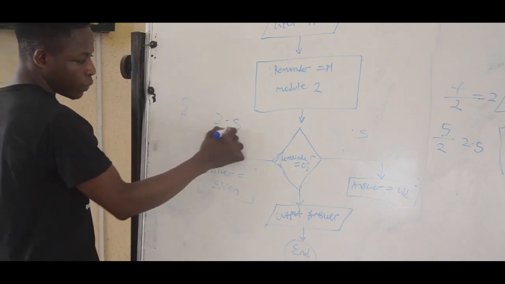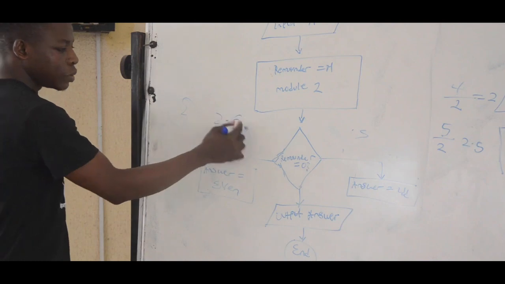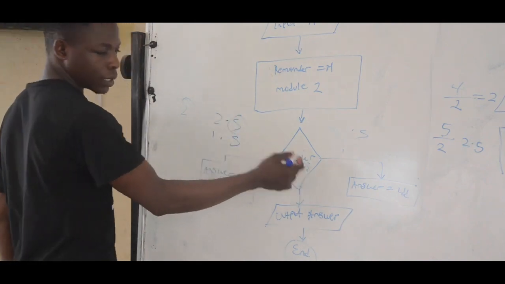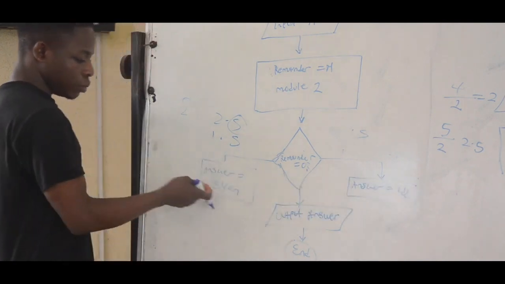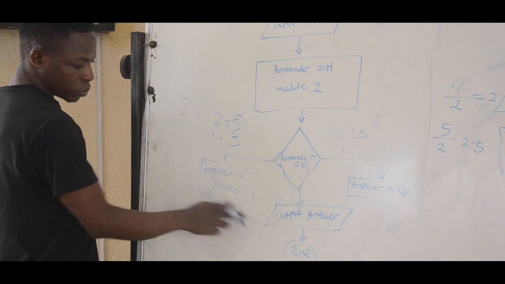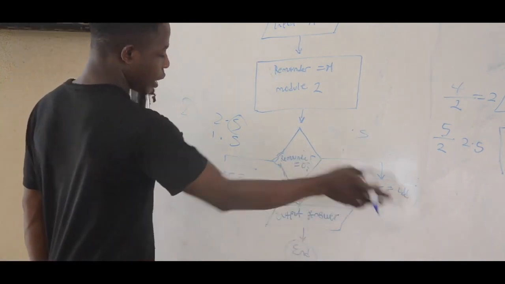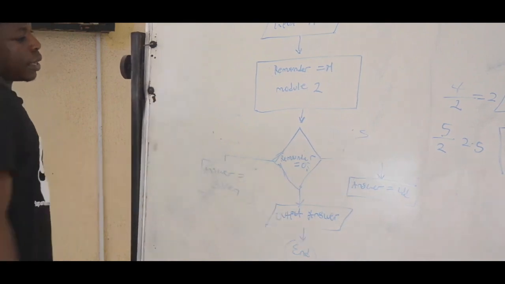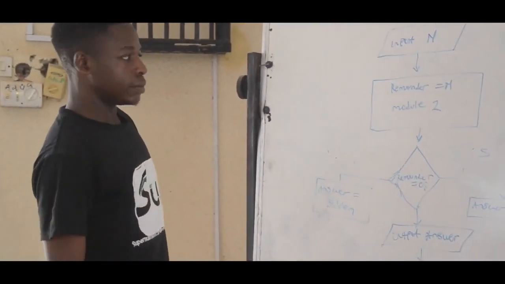So if it is 2, it will come to even. If it is 2.5, 1.5, 3.5, 2.7, anything, so far there is a remainder. That's why I put a question mark here. Is there a remainder? If there is a remainder, move here. If there is no remainder, move here, and the answer will show as output: answer equal to even. And if there is a remainder, the answer will be odd. So I think that's it for today.